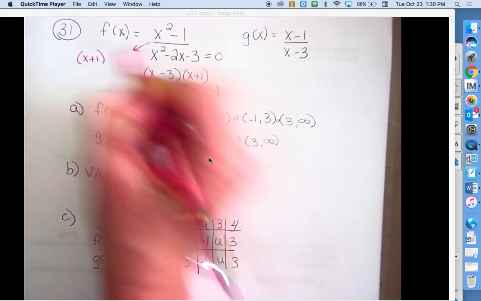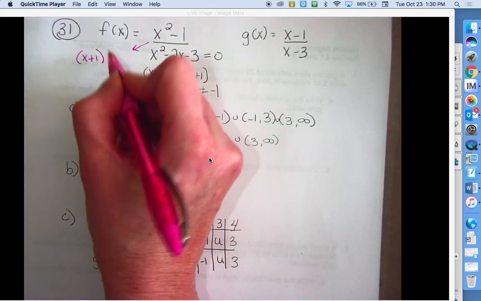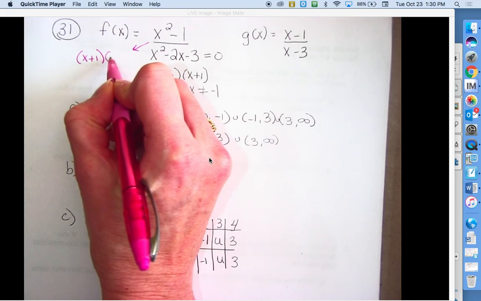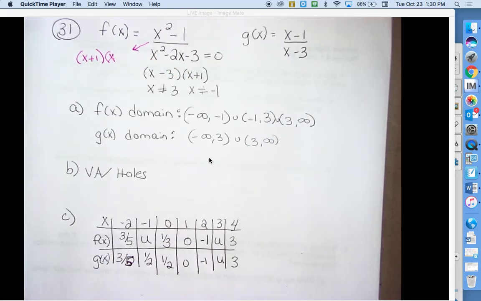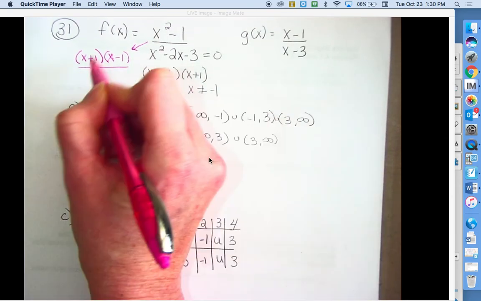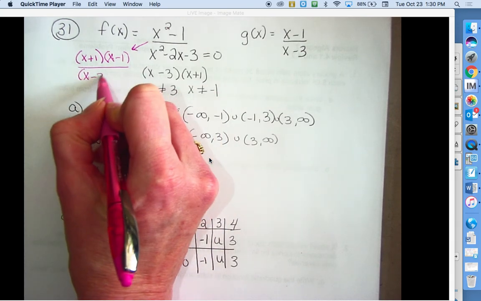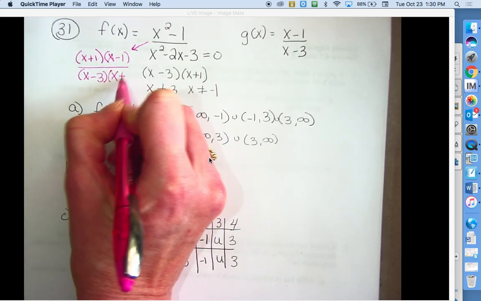So if you look at the top, it currently is x squared minus 1, which can factor as x plus 1, x minus 1. Thank you. And the bottom, Chelsea factored for us as x minus 3 and x plus 1.